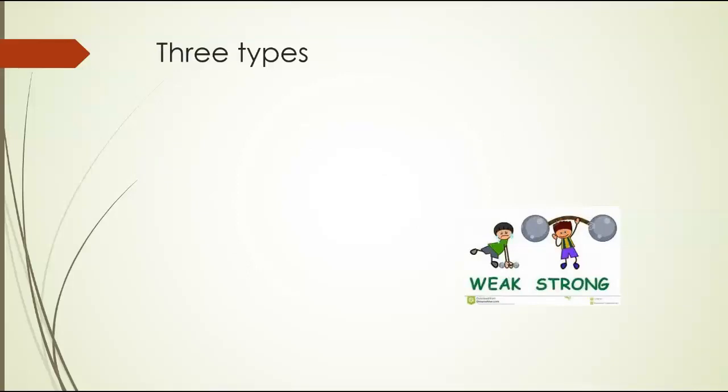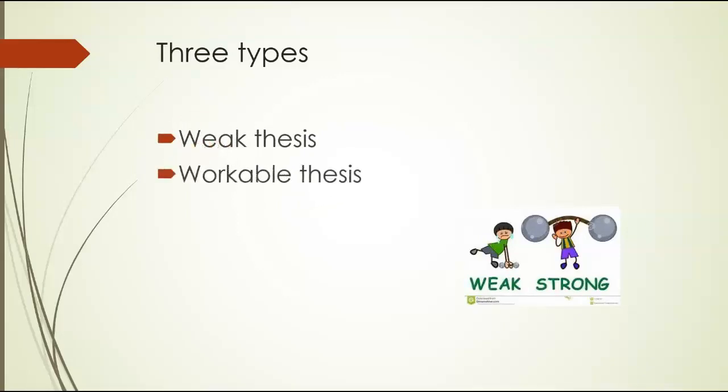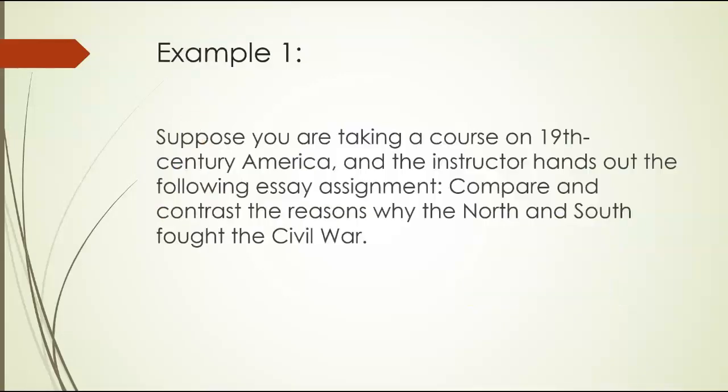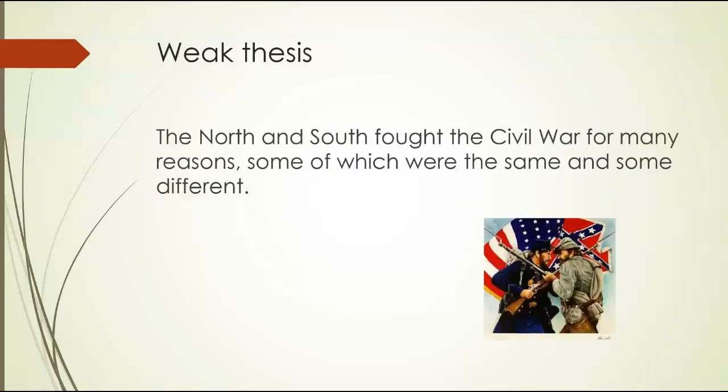A thesis statement can be divided into three types: a weak thesis, a workable thesis, and a revised thesis. Example number 1. Suppose you are taking a course on 19th century America and the instructor hands out the following essay assignment. Compare and contrast the reasons why the North and South fought the Civil War. You turn on the computer and type the following. The North and South fought the Civil War for many reasons, some of which were the same and some different.